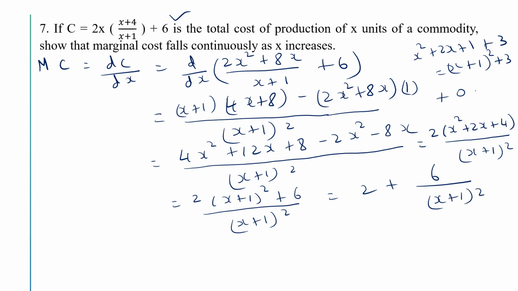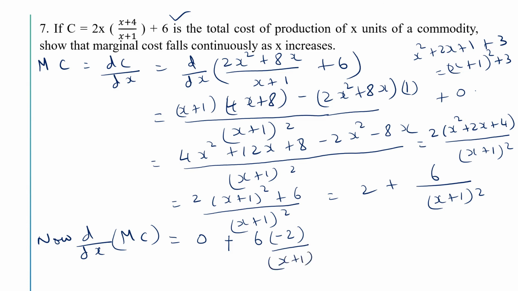Now let us find d by dx of the marginal cost. So it is equal to 0 plus 6 into minus 2 divided by (x plus 1) the whole cube. So this is less than 0. Therefore, marginal cost falls continuously as x increases.